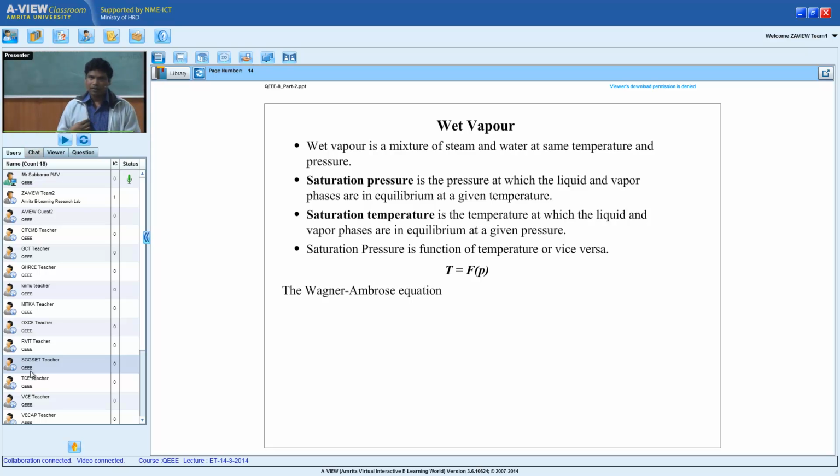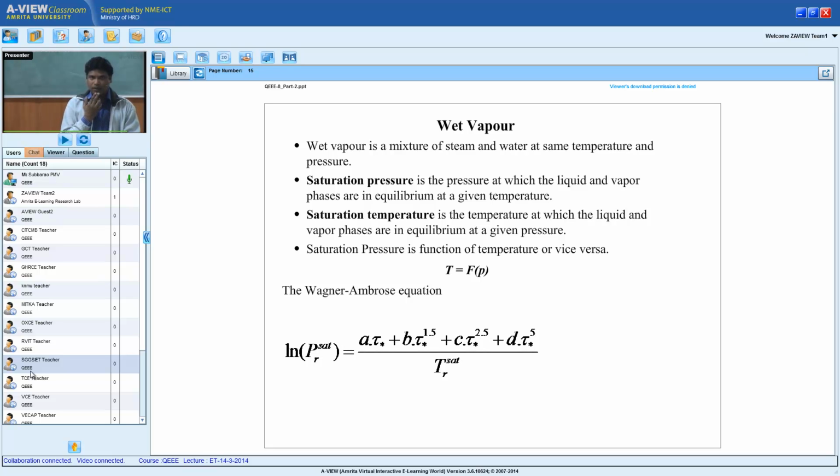One of the most powerful equations, which I am not discussing in detail because there is a big history of it, is the most authenticated equation we use a lot in our research, called the Wagner-Ambrose equation. The greatness of this equation is that you can get a relation between temperature and pressure for any substance you want reasonably accurately. Not only for water, you can develop it for other substances also.